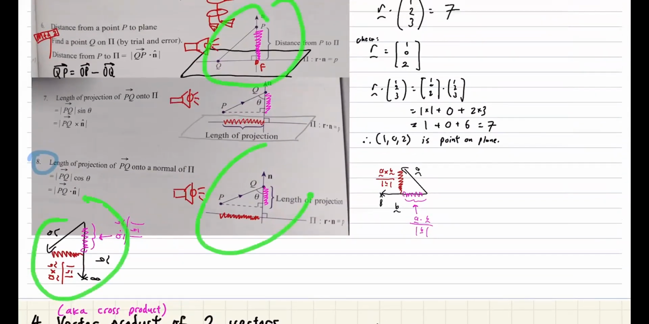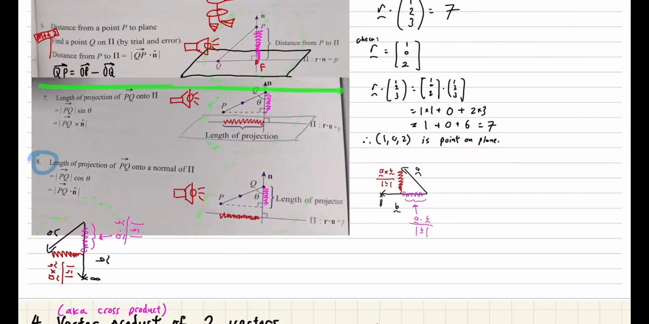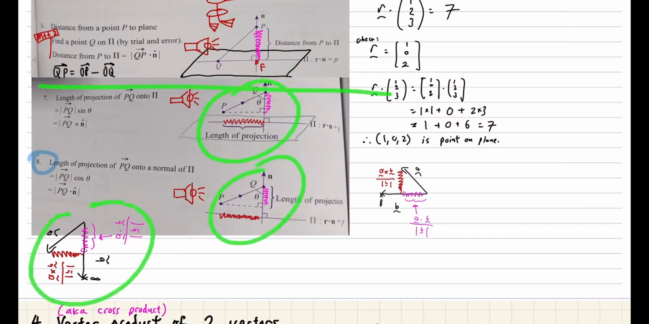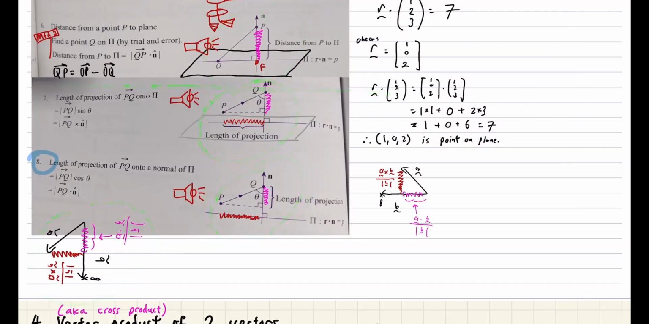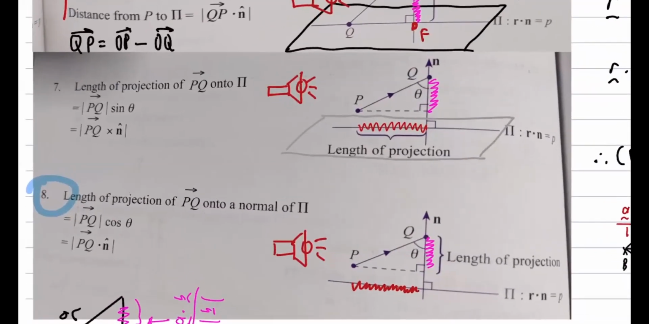Sorry, wrong diagram. This one with this one. Okay? So just use dot product and cross product. Here they gave you the final form already, PQ dot with n and PQ cross with n, the unit vector. That's why they put a cap. And why did they put down a sine theta here? Honestly, I'm a bit confused.